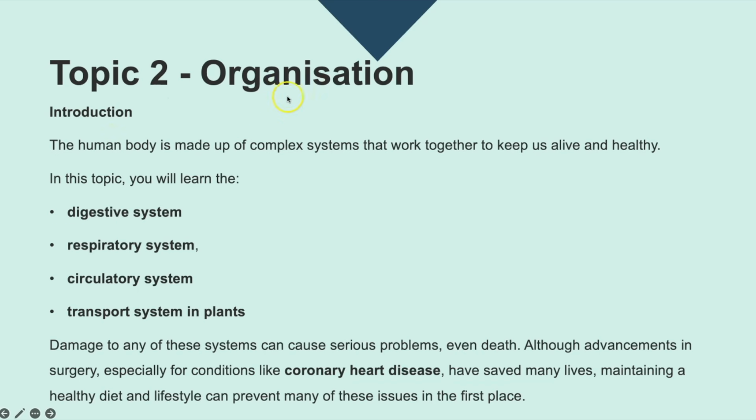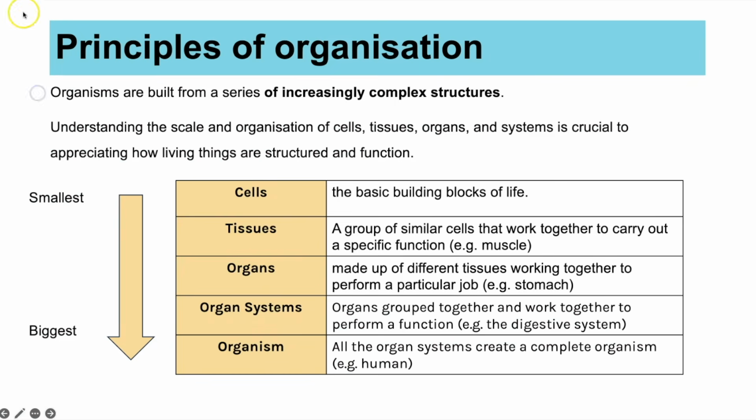But introduction then, this topic on organisation is looking at how the body is made up of complex systems and how they all work together to keep us alive and healthy. So you learn about the digestive system, respiratory system, circulatory system, and then also the transport systems in plants. And there's a little bit as well about what could make these systems go wrong and things like coronary heart disease, how you could overcome those. So this term organisation is referring to all of the different structures within an organism and how those increasingly complex structures work together to create a final organism.